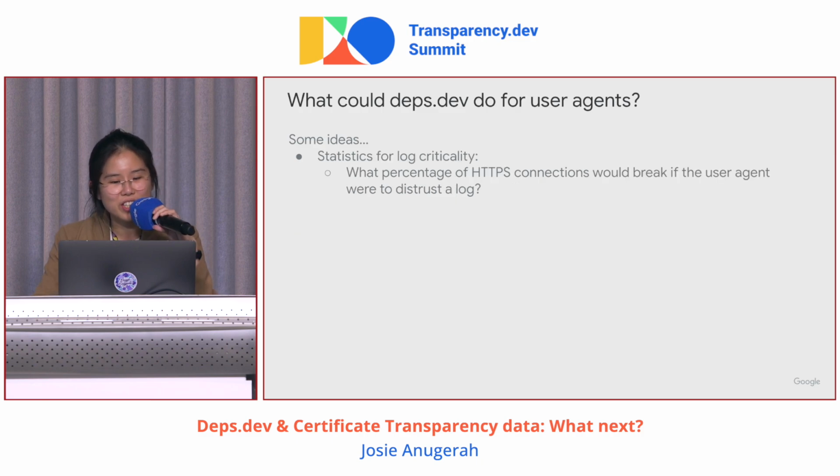For a user agent, we could provide statistics on log criticality. We provide the data that the user agent then combines with their data to figure out what percentage of HTTP connections would break if they were to distrust a specific log. So for many reasons, a user agent may need to just distrust a log before the expected date, and it's good to get an estimate of how many connections would break before enforcing that decision.